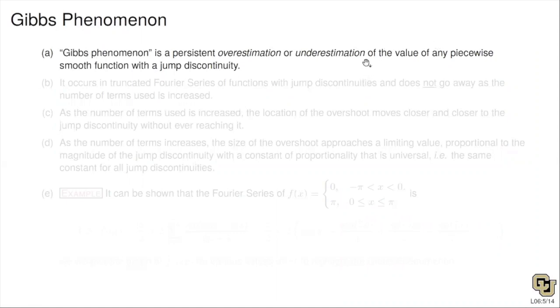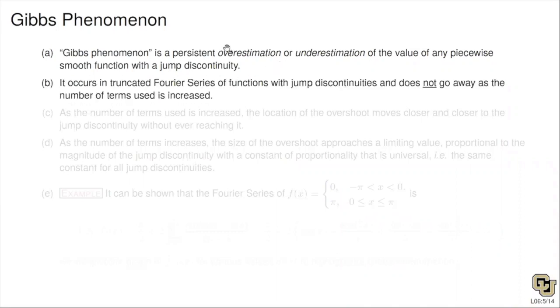So Gibbs phenomenon is this persistent overestimation or underestimation. It's called an overshoot or undershoot at jump discontinuities of the Fourier series. Of the truncated Fourier series, I should say. So the truncated part is important. If we use all infinitely many terms, in theory, it converges to the original discontinuous function.